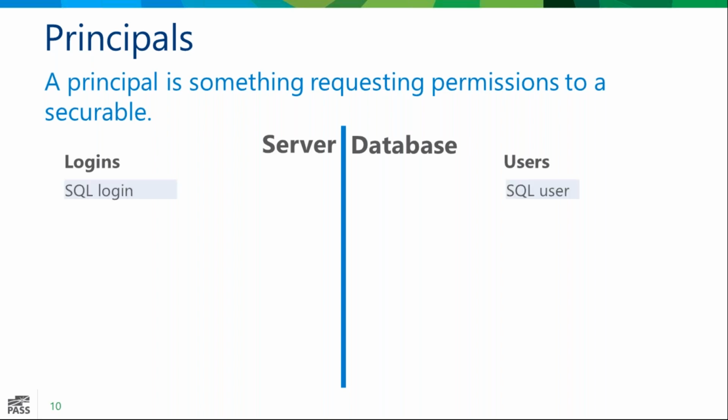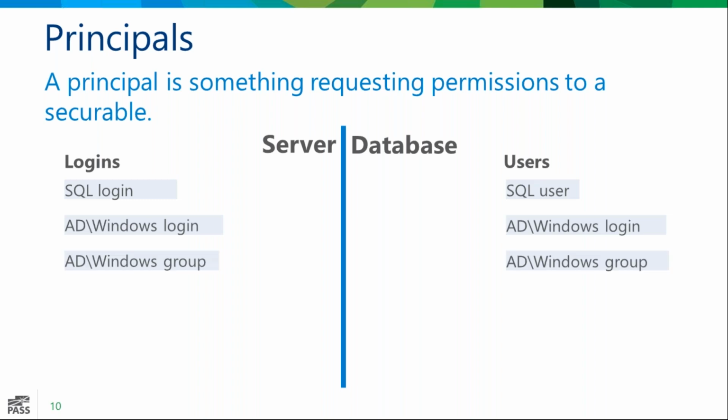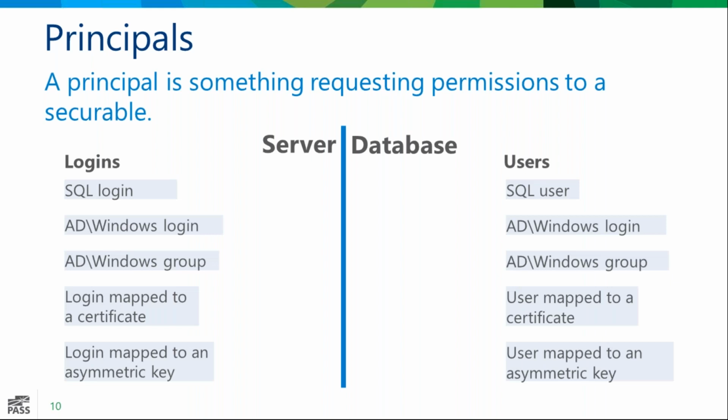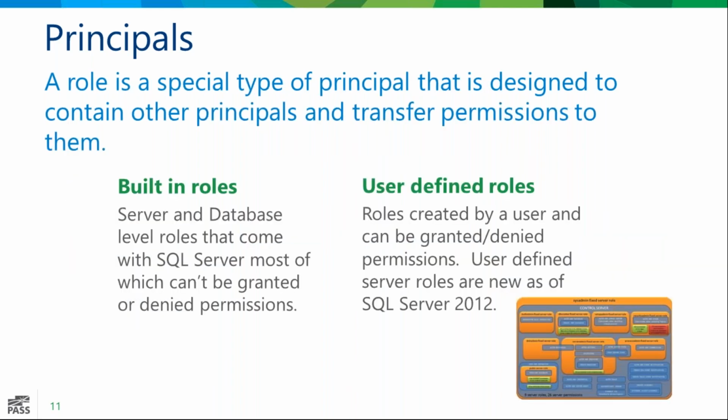All right, so different types of logins and users. We have SQL Server logins and SQL Server users, Active Directory and Windows authenticated logins and users, Active Directory and Windows authenticated groups at the server and database level, and logins and users mapped to certificates and asymmetric keys. We also have roles at the server and database level, which are not logins and users, but are principals. So what is a role? A role is a type of principal that is also a container for other types of principals.